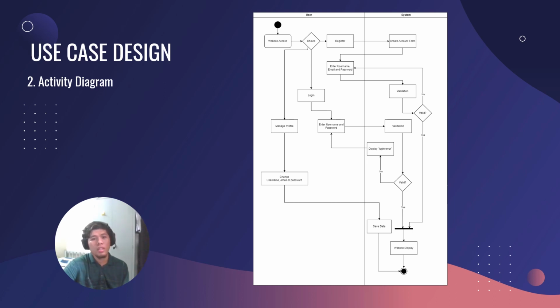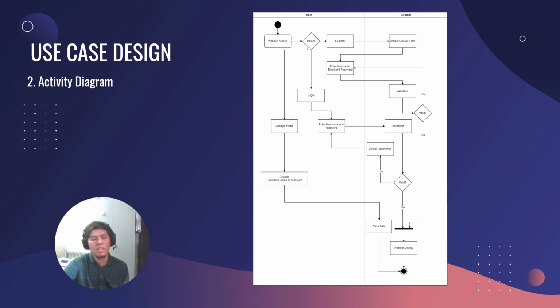Firstly, the user needs to enter the website and will be given choices. It's either to register, login, or manage their profile. Let's say that the user already has an active account. They just need to choose login and enter their username and also password, and then the system will validate it. And if it is valid, they will get into the website. And if it is not, the user will get login error and they need to enter username and password again.